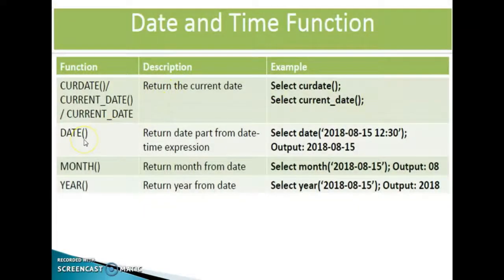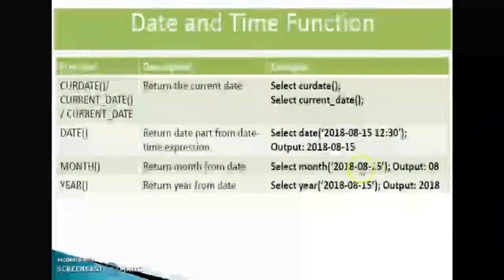Then the second one, the DATE function. It returns the date part from the date time expression. This one is the date time expression, and from this it will take the date part. Okay. MONTH returns the month from the date, the output is 08, here 08 is the month. YEAR returns the year from the date, 2018.